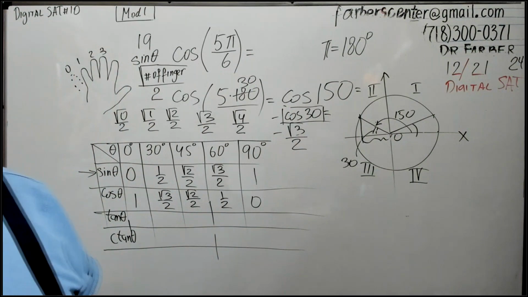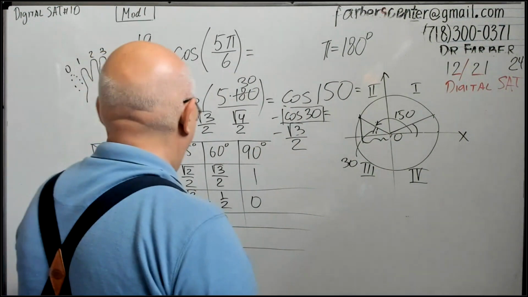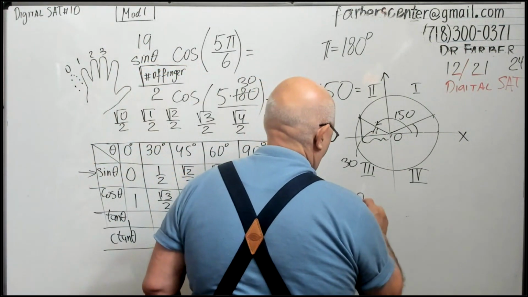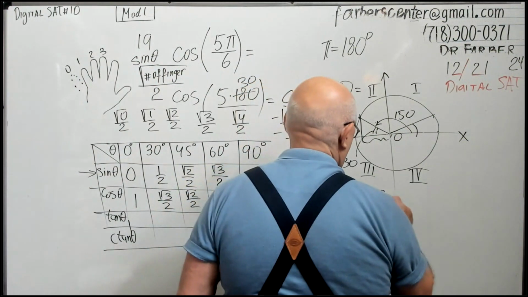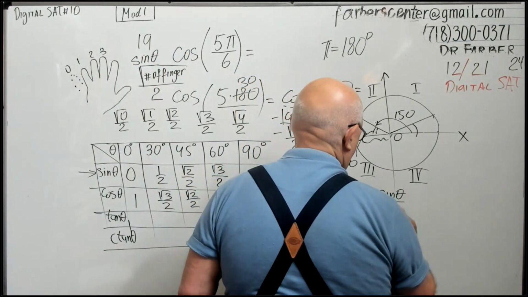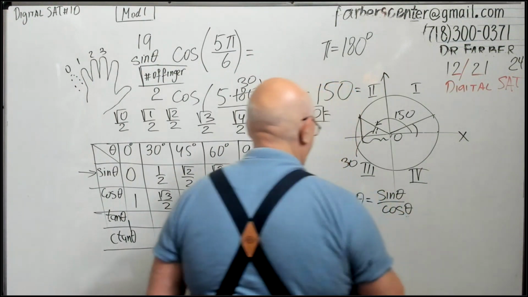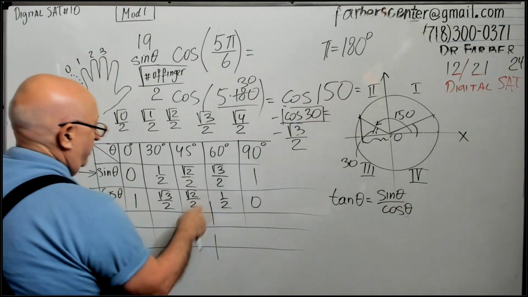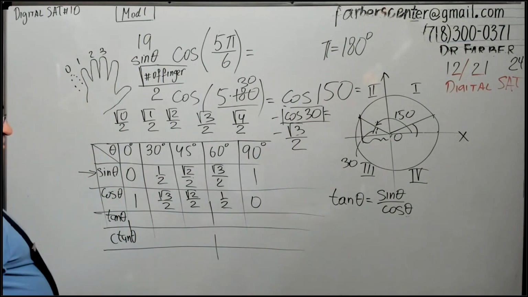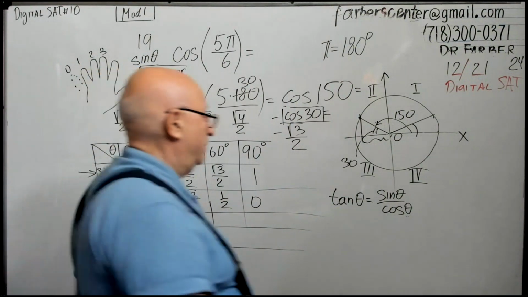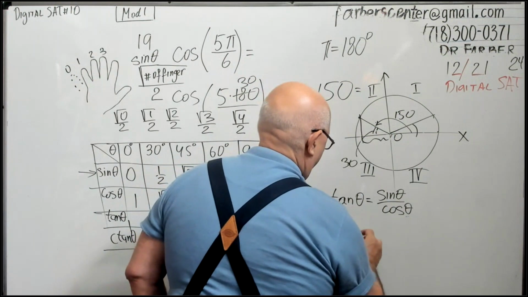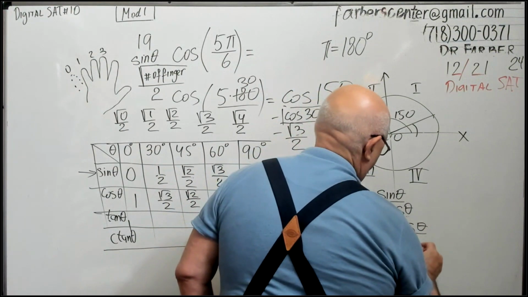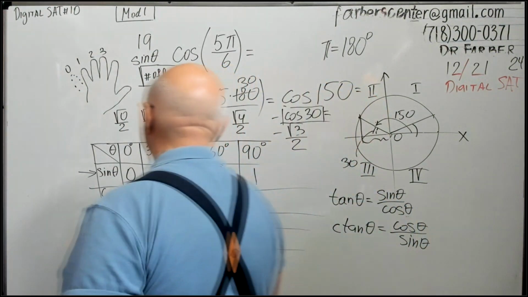Good, good, good, Evelyn. Now, how to get this guy? You know the tangent theta is sine of theta divided by cosine of theta. It means what? Divide this by this, this by this, just divide, you get this answer. What about cotangent of theta? Cotangent of theta is cosine of theta divided by sine of theta. So it means you have to divide this by this.